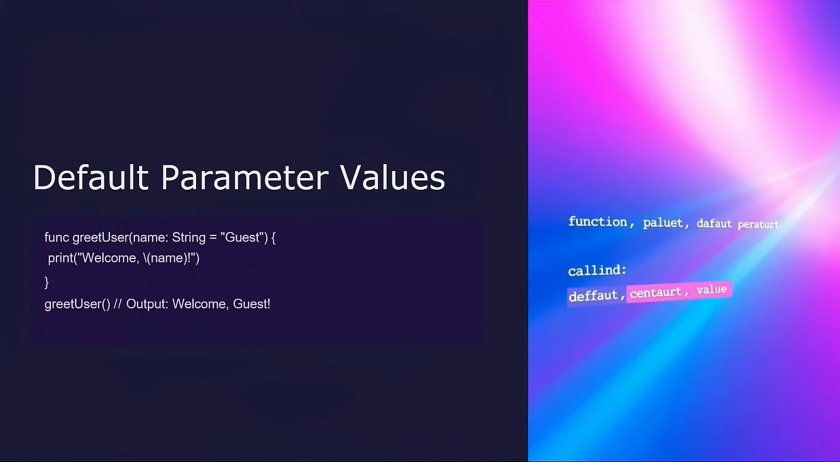We can provide default values for parameters, making them optional when calling a function. For example, Swift: func greetUser(name: String = "Guest") { print("Welcome \(name)") }. Now we can call it with or without an argument. Swift: greetUser(), which will give us the output Welcome Guest. greetUser(name: "Eva"), which will give us the output Welcome Eva. If no argument is passed, Swift uses the default value Guest.